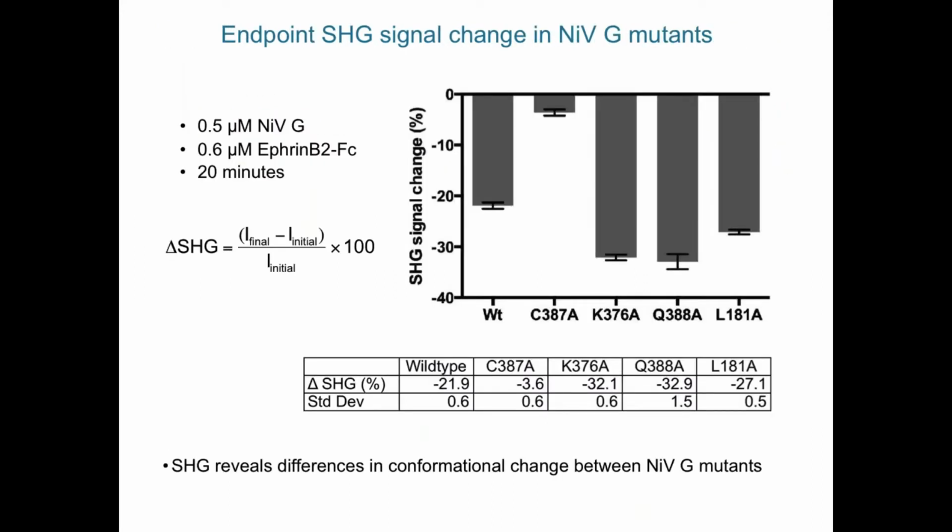Mutants can be more directly compared by calculation of delta SHG at a set FNB2 concentration and time interval. In addition to the differences mentioned earlier, L181A shows a significant increase in the amount of SHG signal change compared to wild type.